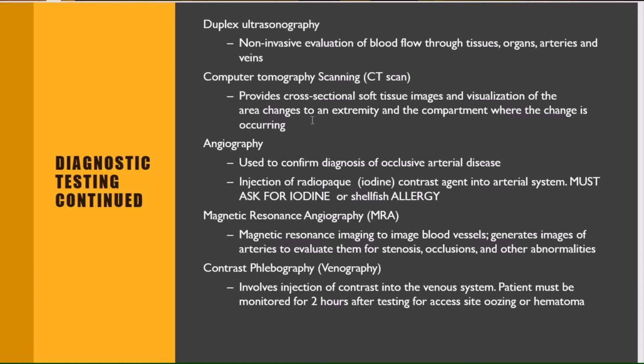Then the next diagnostic test is magnetic resonance angiography or MRA. Again, it gives better images of the blood vessels, images of the arteries to evaluate them for stenosis, like how narrow it is, if there is any occlusion or if there is any abnormalities. Again, this is a very in-depth study, and it really gives a lot of information with the MRA.